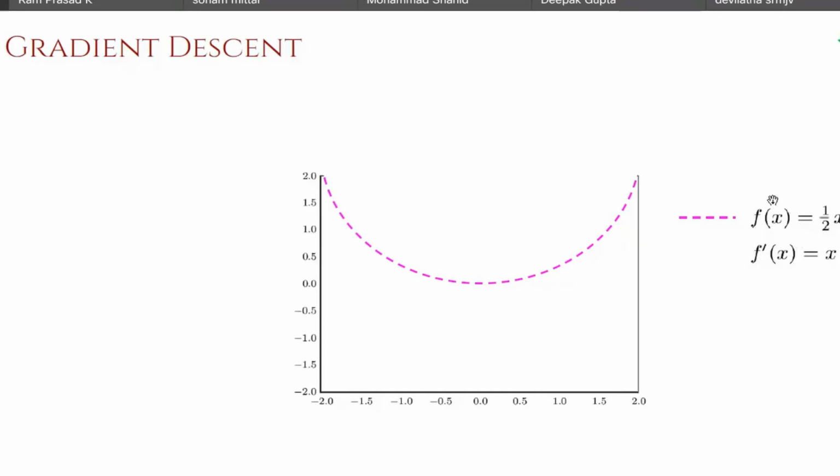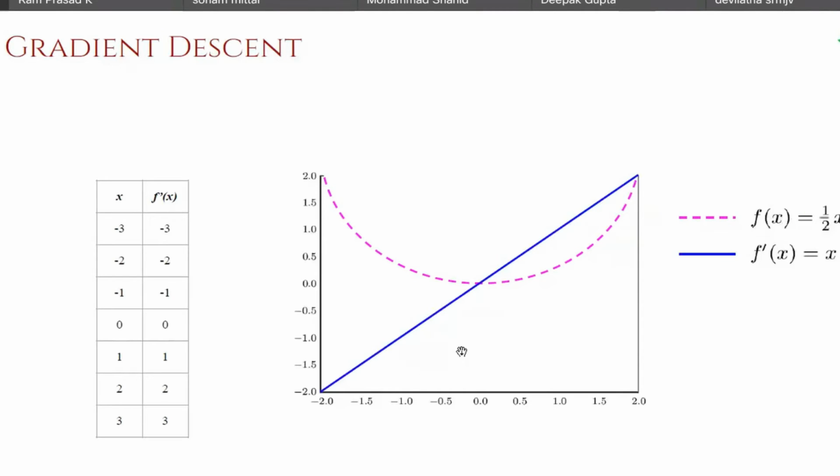So for what value of x this f of x is minimized, for that we need to take the first derivative and solve for x. For what value of x the first derivative is 0, that is the value which minimizes f of x. So this is an important result to keep in mind.